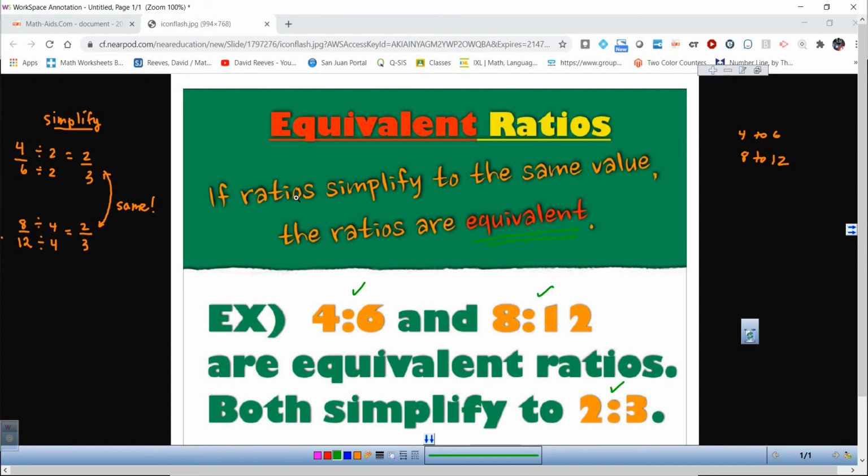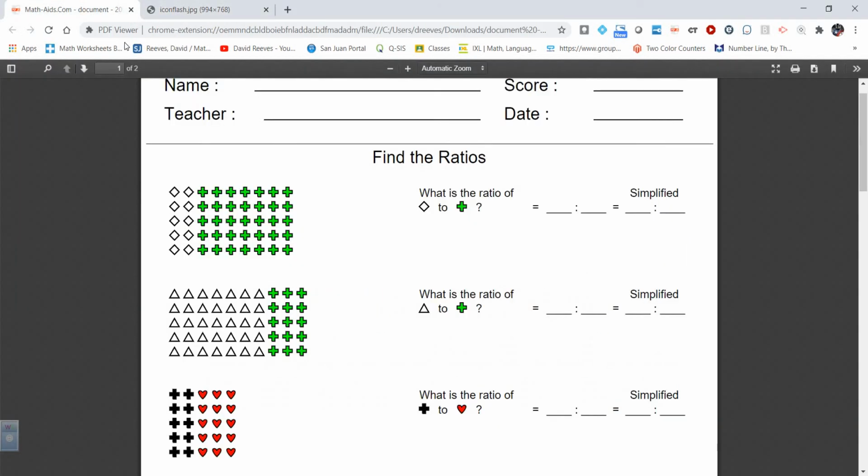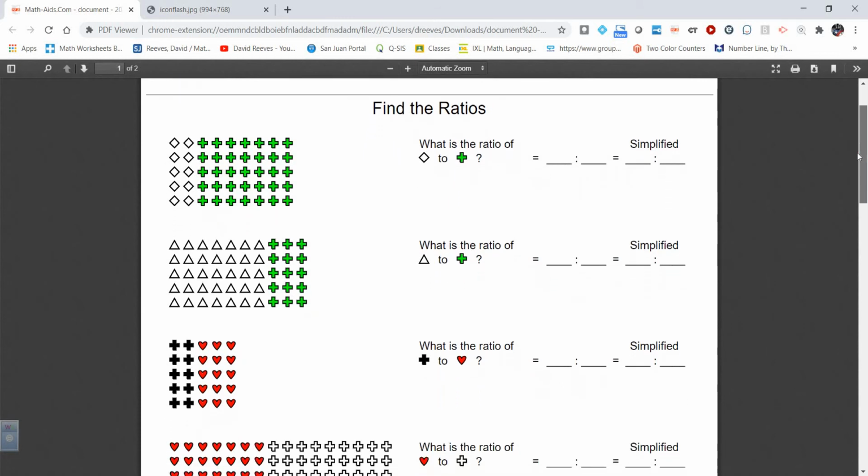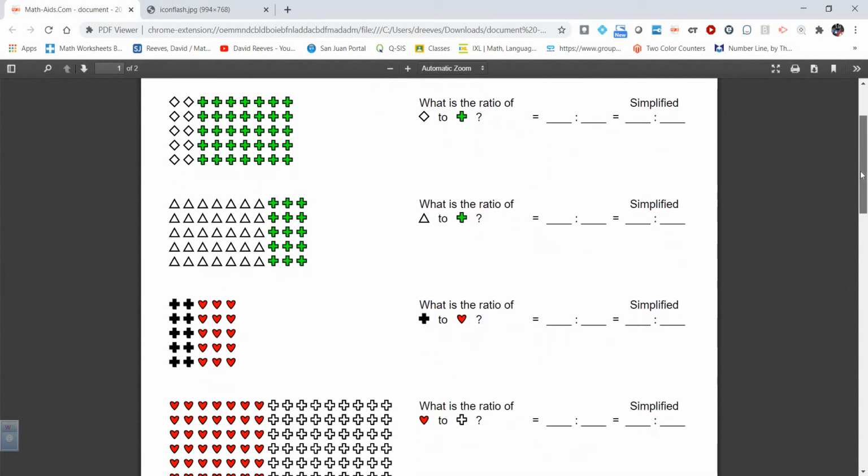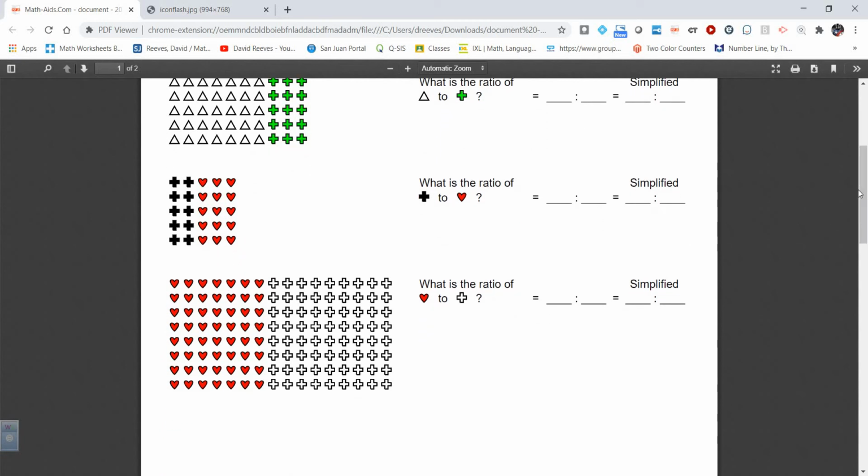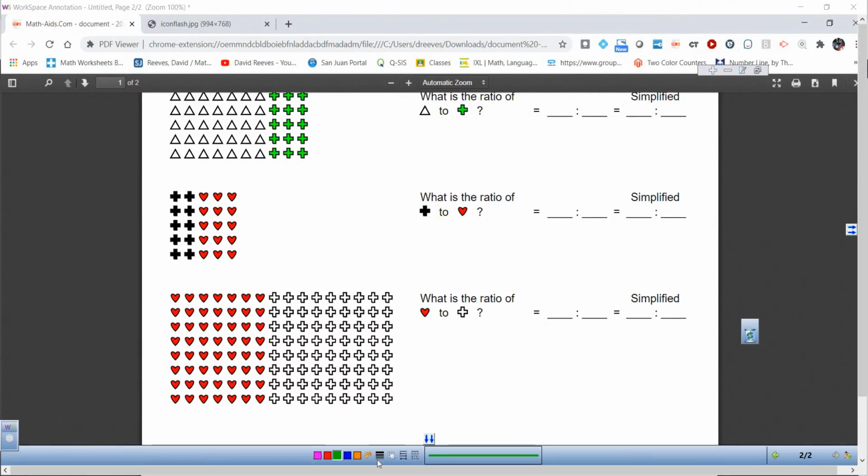All right, now today what I'm going to be asking you to do is to generate some equivalent ratios. Okay, so I've got these pictures that we used in a previous lesson, and I'm going to show you how using pictures you can generate equivalent ratios, and then I'm going to show you how using just numbers you can generate equivalent ratios. So let's start with this one right here. So yesterday when we worked on this problem here, we were asked, what is the ratio of, in this case, black pluses to red hearts.